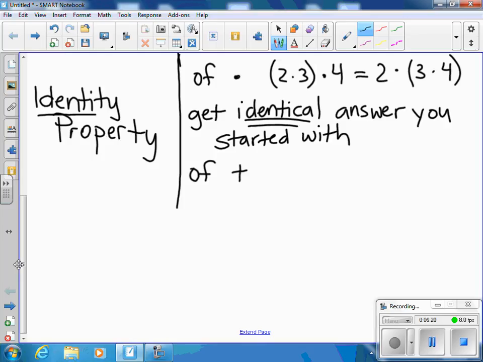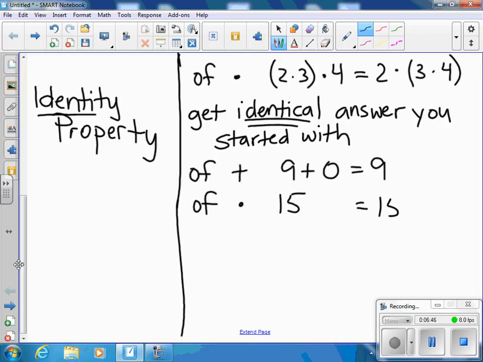In addition, if I have the number 9, in order to get 9 on the other side, I have to add a 0 to it. So anything that is adding 0 and you still have the same thing you started with on the other side is known as the identity property of addition. In multiplication, you can't multiply by 0 and still get the same number you started with, so that doesn't quite work. We have to use a different number. So if I take the number 15 and I want to get 15 on the other side, the only way I'm going to get an identical answer is to multiply by 1.